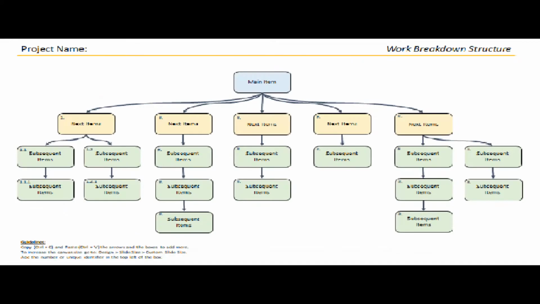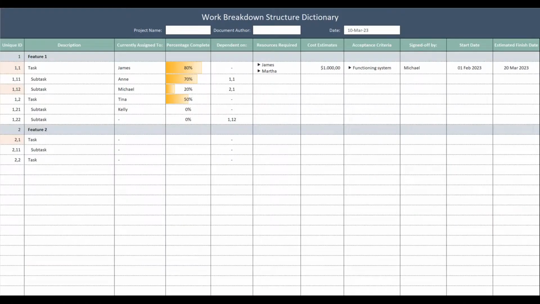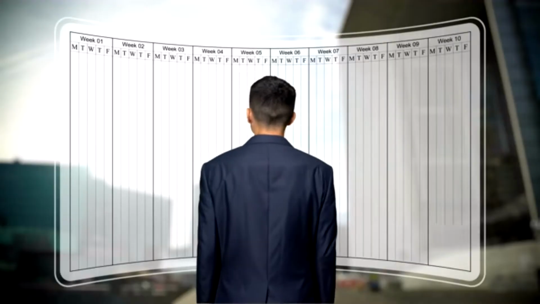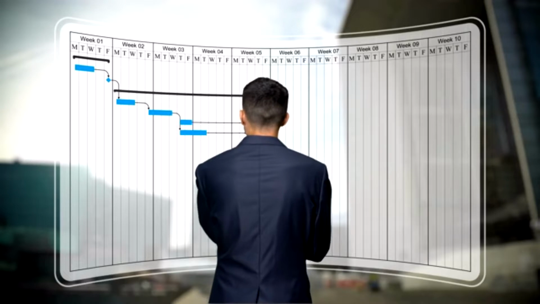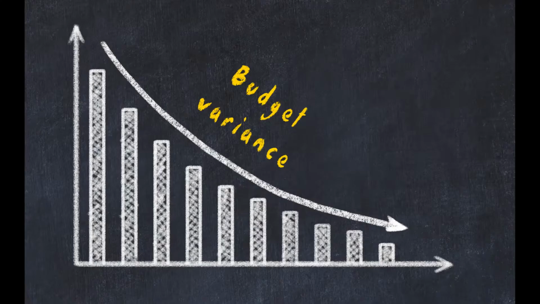impact. Baselines. Scope baseline. The approved version of a scope statement, work breakdown structure, WBS, and its associated WBS dictionary, which is used as a basis for comparison. Schedule baseline. The approved version of the schedule model that is used as a basis for comparison to the actual results. Cost baseline. The approved version of the time-phased project budget that is used as a basis for comparison to the actual results.